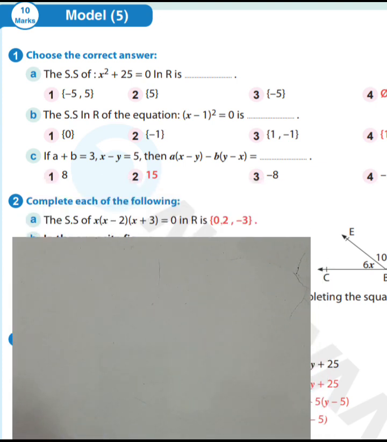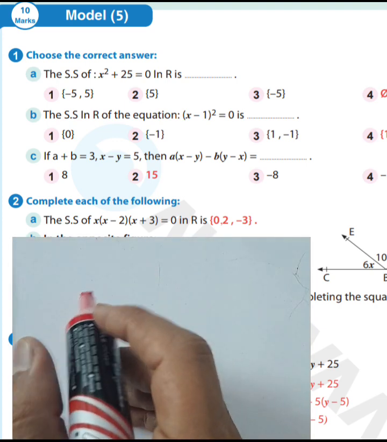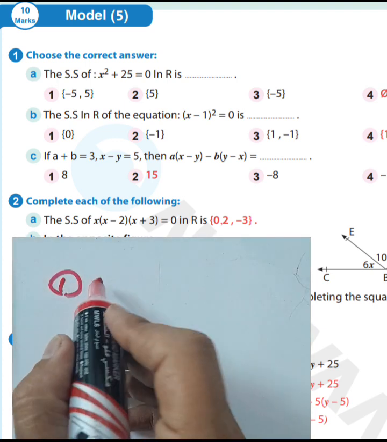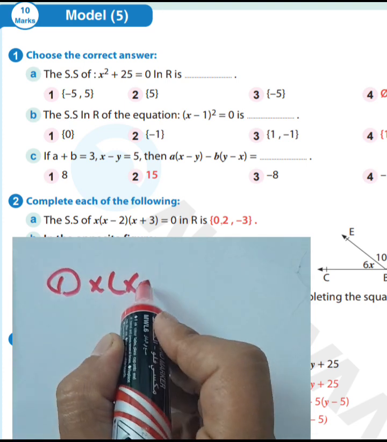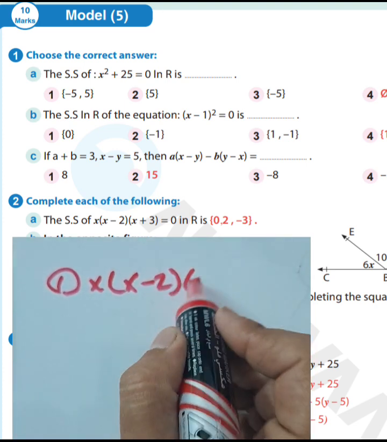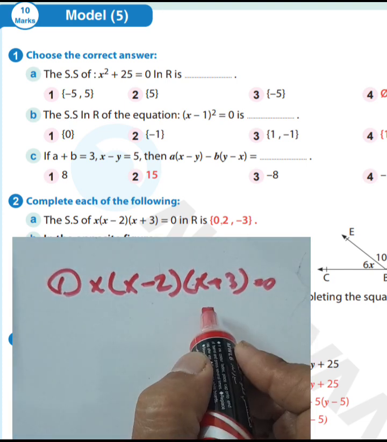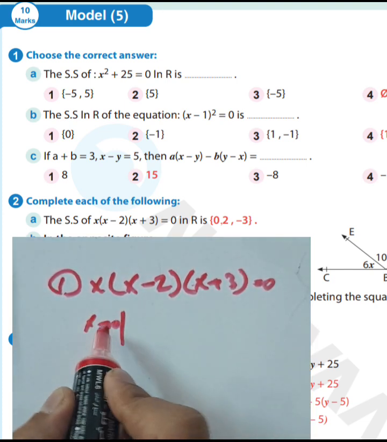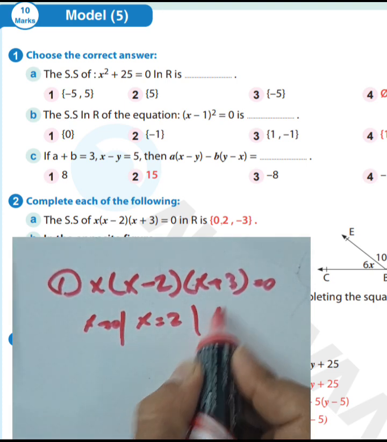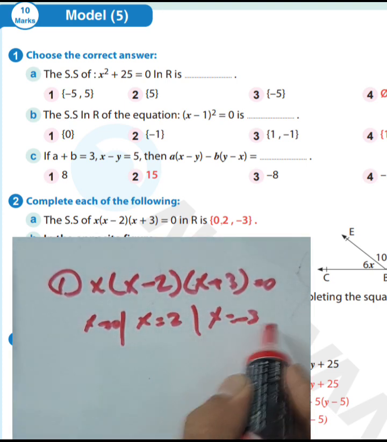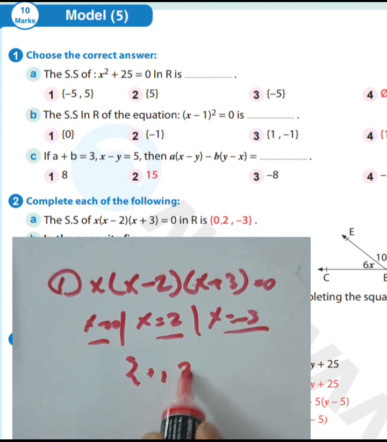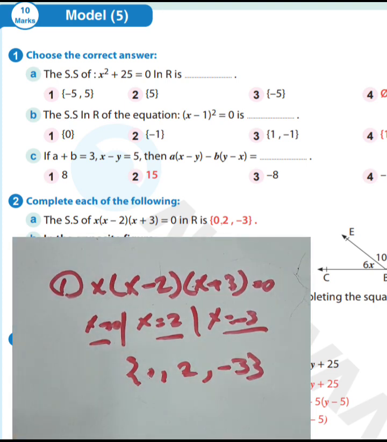Complete letter E, solution set of the equation in R. We have x product by x minus 2 times x plus 3 equals 0. First x equals 0, and here x will be equal to 2, and here x will be equal to negative 3. We have 3 solutions: 0 and 2 and negative 3.